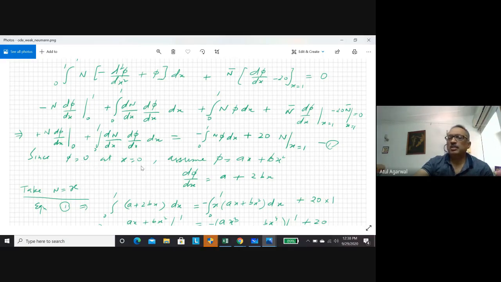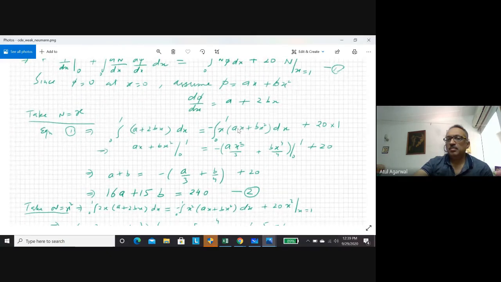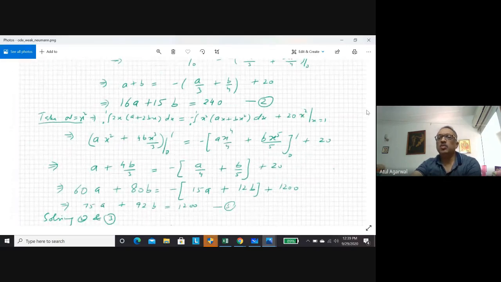Now phi is equal to 0 at x equal to 0. We assume phi is as this. Now our solution is directly satisfying this boundary condition. The first derivative becomes this from this. Now we can choose any value of n. Suppose we take n is equal to x. In equation 1 we put n is equal to x, we get this equation. You see we are getting this equation to get our unknowns a and b.